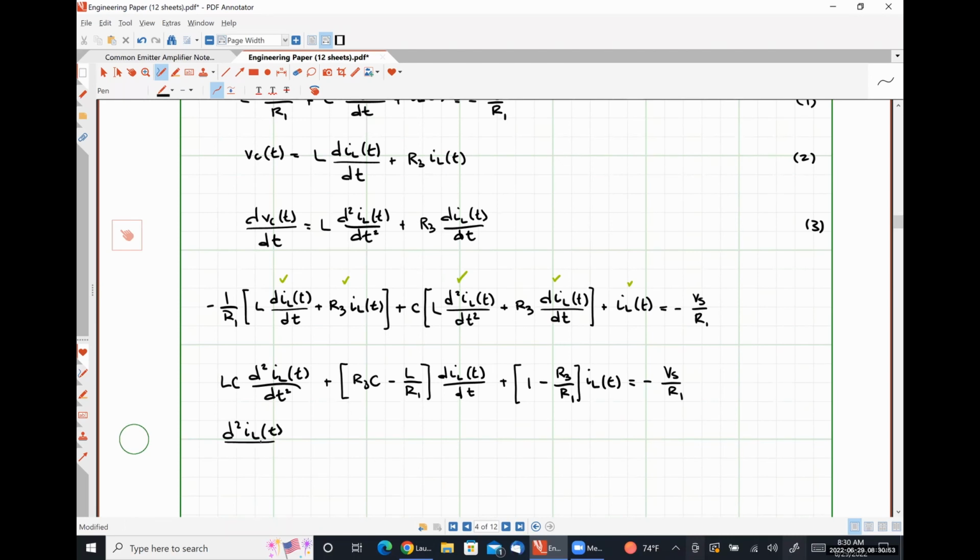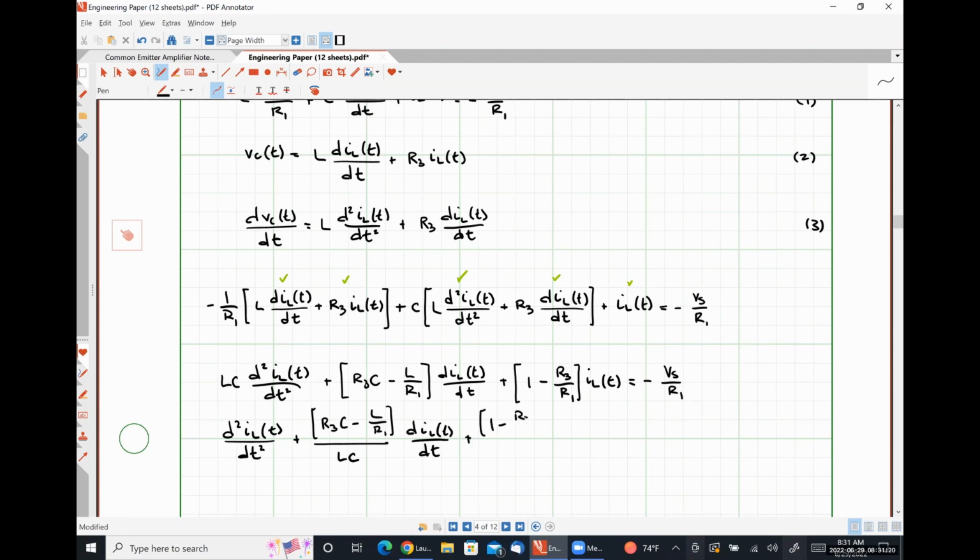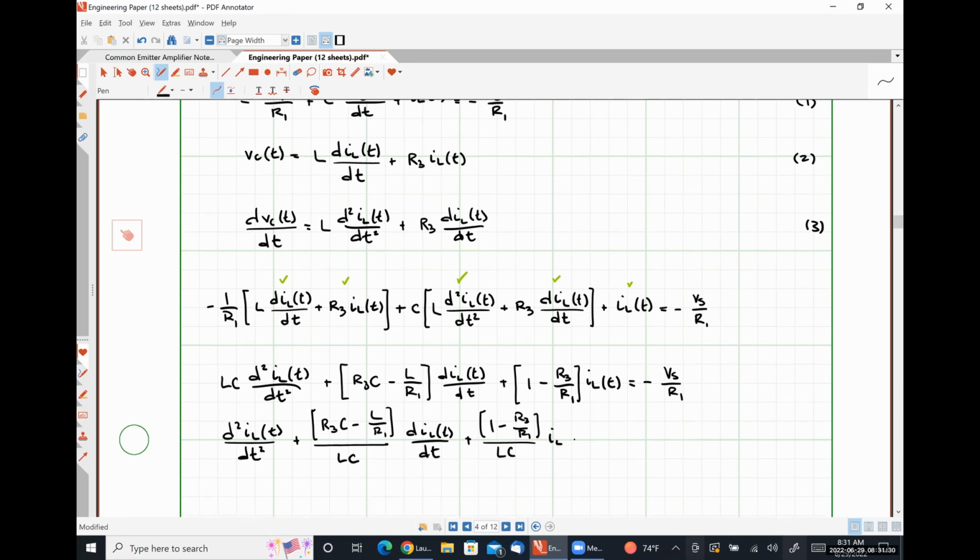So that's going to leave me with the second derivative of IL with respect to time plus R3C minus L over R1, this whole coefficient divided by LC, times our first derivative of our inductor current, plus 1 minus R3 over R1 divided by LC times our 0th derivative of our inductor current is equal to negative Vs over R1 LC.